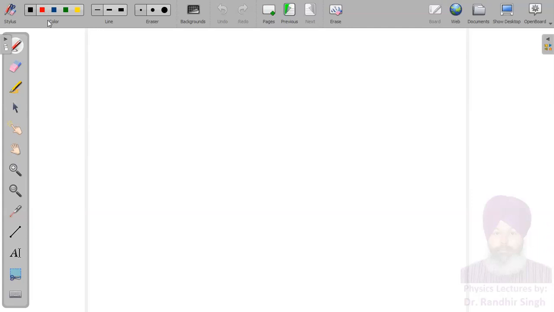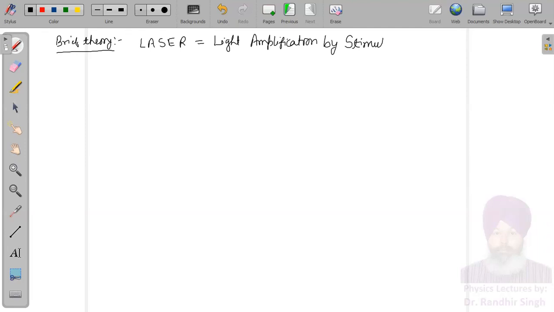So first of all, brief theory. What is the full form of laser? The full form of laser is light amplification by stimulated emission of radiation.